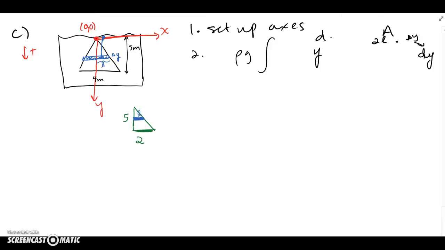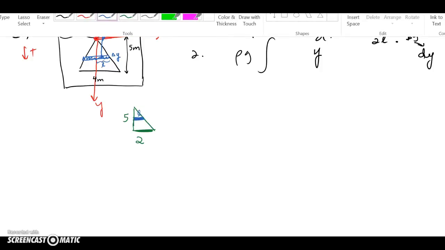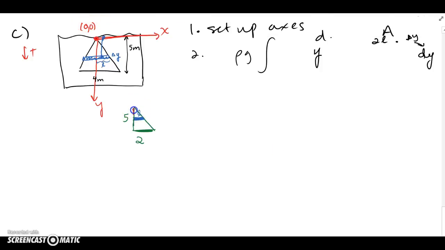It would be useful for my similar triangles to be able to find what this is, so that I can do: all of 5 is to 2, as this little red segment is to L. Again, my goal is to put L in terms of Y. So all of 5 is to all of 2, as the red segment is to the blue L that I'm looking for.